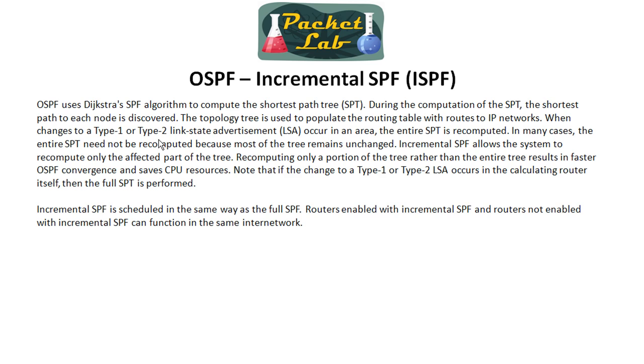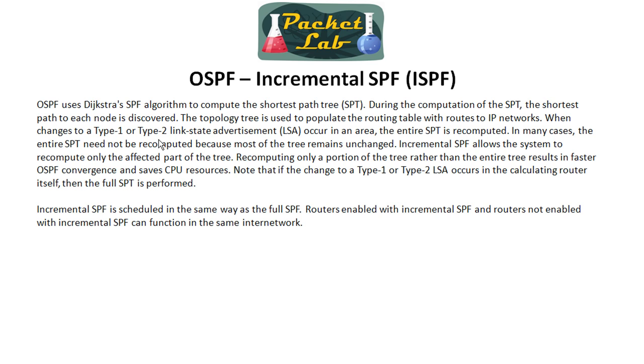And the last bit here is saying that if there is a change to the Type 1 or Type 2 LSAs on the calculating router itself, so in the case if you look back to the one that we just showed you, if R1 has a change with its own Type 1 or Type 2 LSAs, then it's not going to use ISPF. It's going to go ahead and rerun the entire Dijkstra calculation on there.